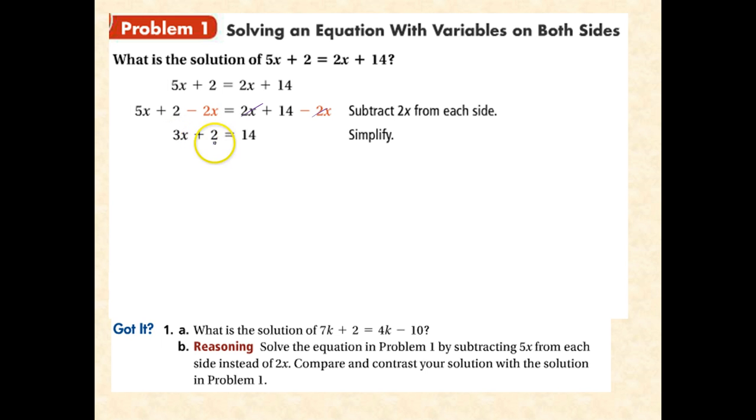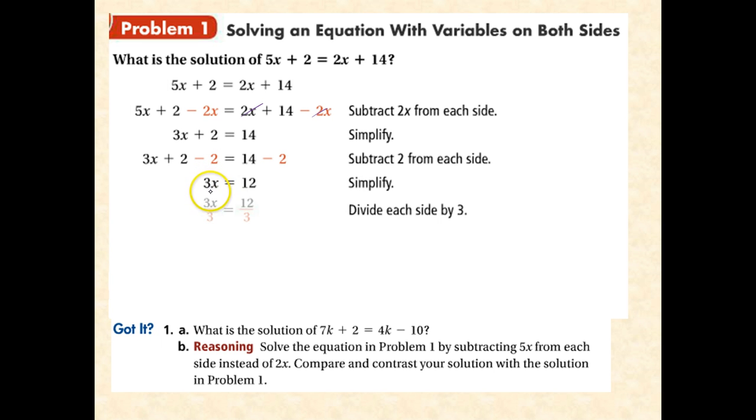Alright, so now we're going to undo the plus 2 by subtracting 2 from both sides. And then we're going to undo the times 3 by dividing both sides by 3. And we get x equals 4.